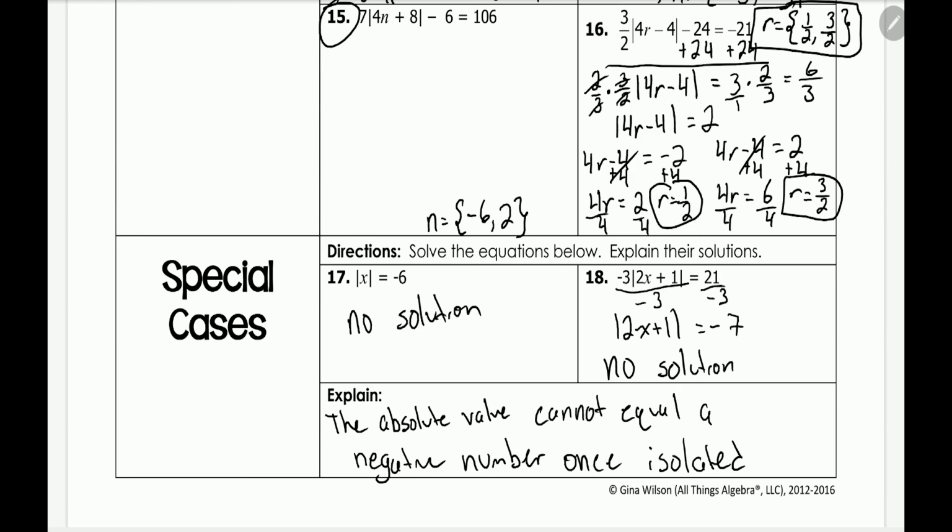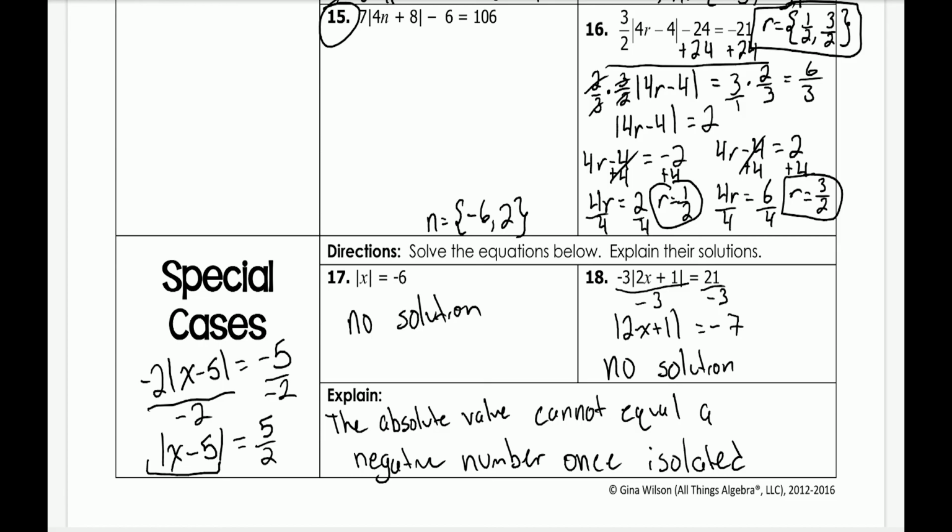So for example, if you have, let's say, negative 2 times the absolute value of x minus 5 is equal to negative 5, you can't just automatically say that this has no solution, because if you start solving this, we'd have to divide by -2 on both sides. We'd be left with the absolute value of x minus 5 is equal to a positive 5 over 2. So this will have an answer. It's only if the isolated absolute value part is equal to a negative number. Alright? So that's it for the notes.